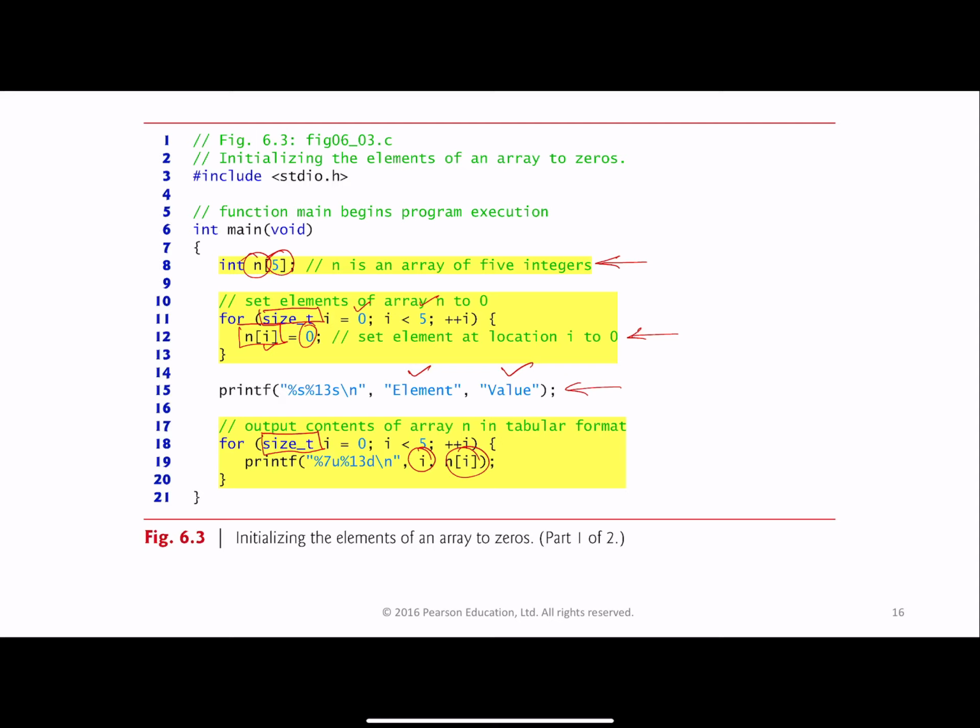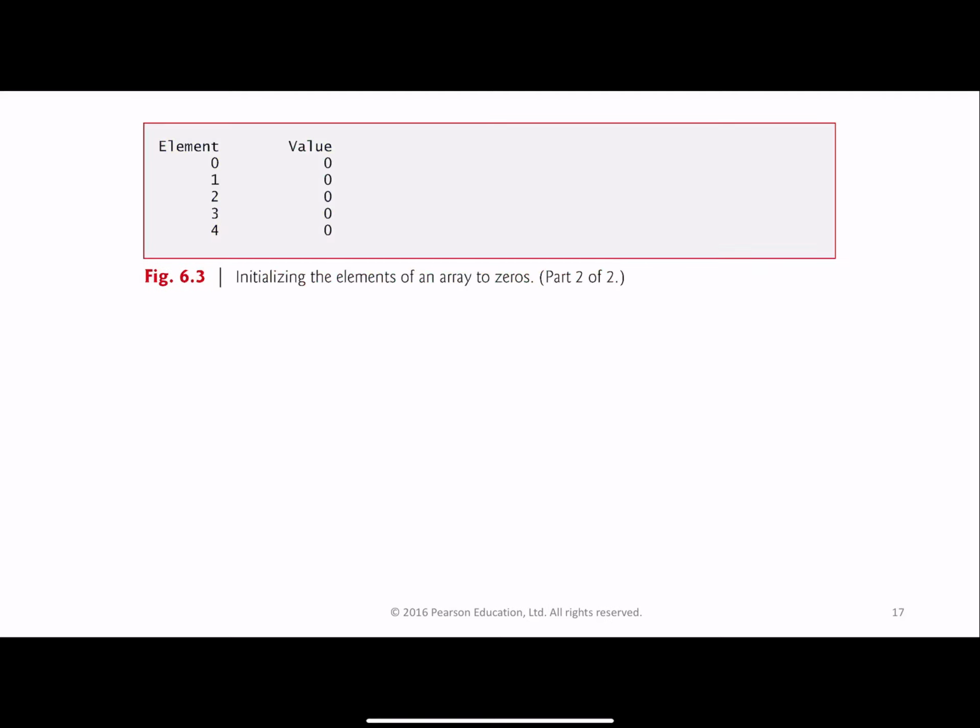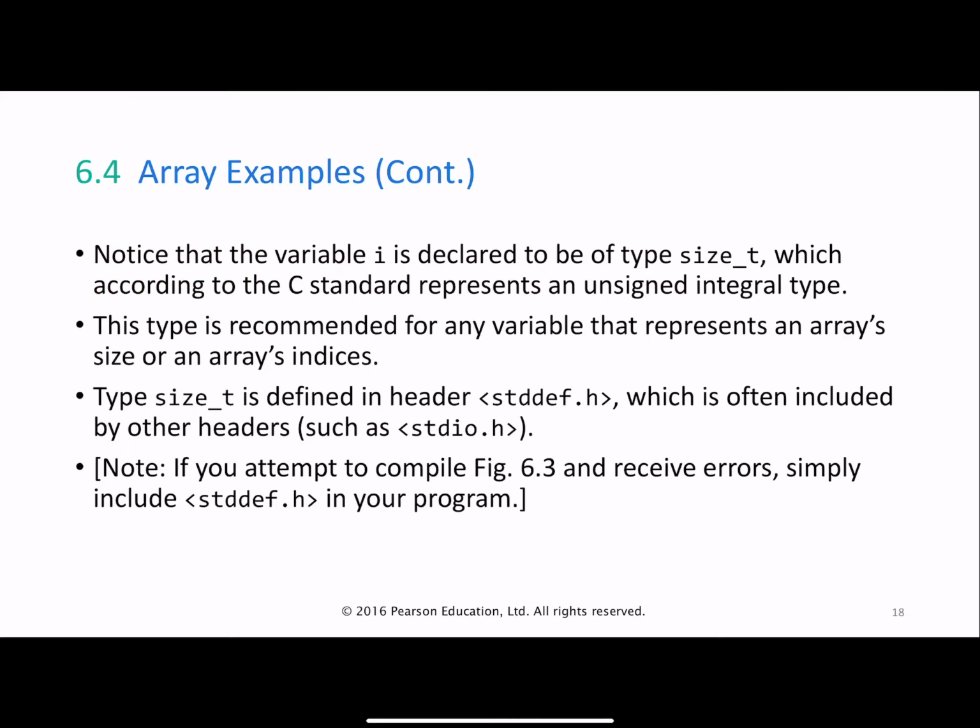But we're using something new over here, size_t. The rest is pretty straightforward, but before I talk about this new data type, let me show you the output for this program. So we have the header row, followed by the index numbers 0, 1, 2, 3, 4 of all the 5 array elements, and the values with which we initialized all of those elements, 0 in this case.